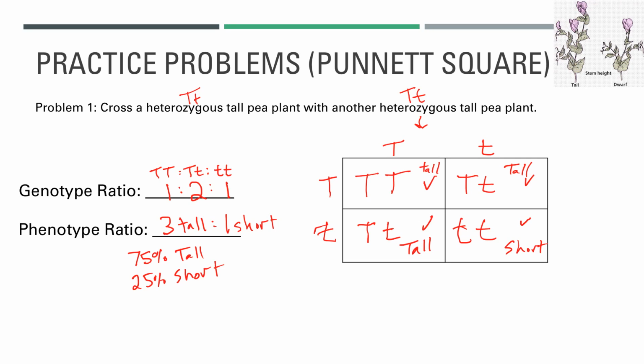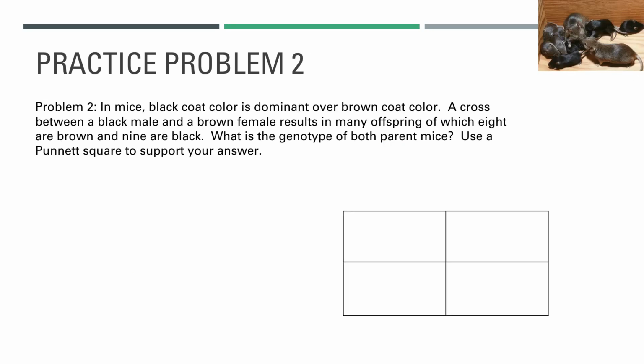Let's go on to the next one, and this one is going to actually be on one of your activities for today, your first problem. In mice, and we got our cute little mice up here, some black and brown mice, black coat color is dominant over brown. So right away, I'm going to put my large big B here, and I know that that is going to be black. And our brown coat color is going to be our recessive because it's being dominated by black. So brown is going to be a little b in that case.